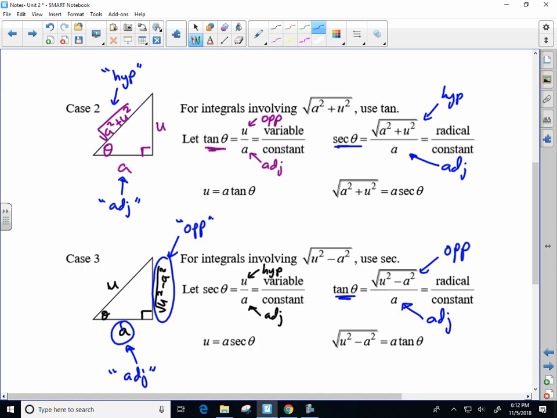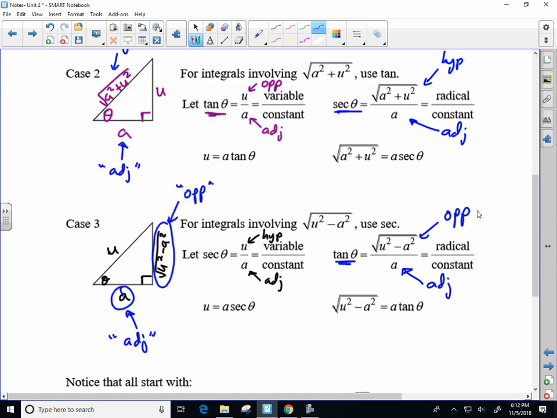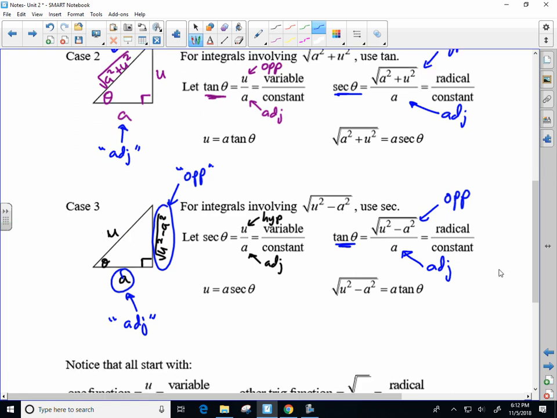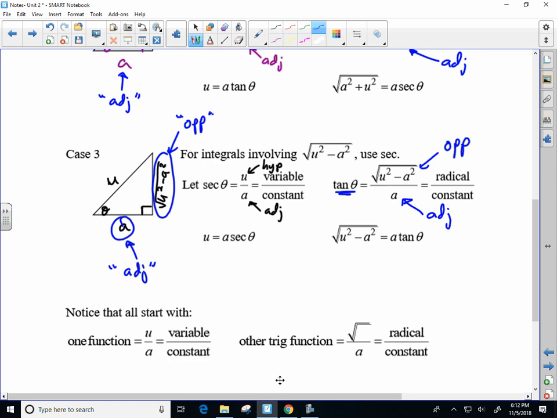All right. So that gives us a sense of the structure of the different expressions that we're going to use. But, like I said, for the last two cases, it's not going to make much sense until we see it in action. But if you always have the idea in mind that you're going to have a u and an a, it's going to create a triangle, and then you're looking to take the ratio of the radical to the constant, then that's the framework of everything that we're going to need. And that's a good place to get started.